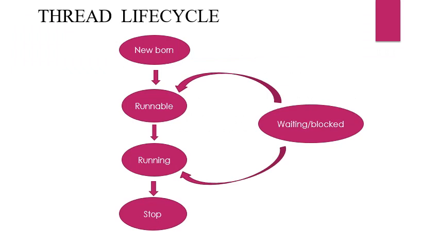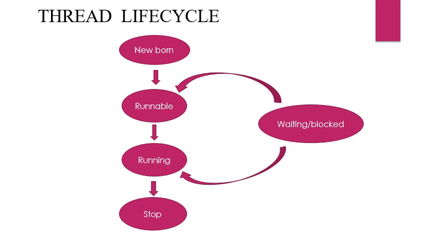Thread lifecycle. Whenever a thread is created, it will be in a new state. As you can see on the screen: newborn, runnable, running, stop, waiting or blocked. These are all different states. Here in Java, a thread is a class. We know that a class consists of a number of methods, variables, constructors and so on. So here also a thread class consists of a number of methods.